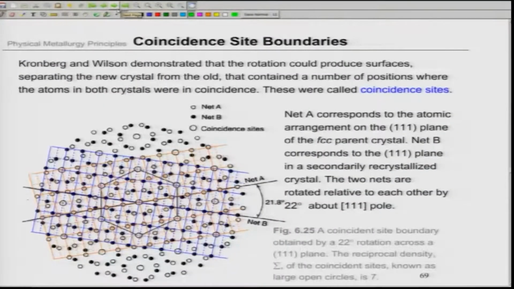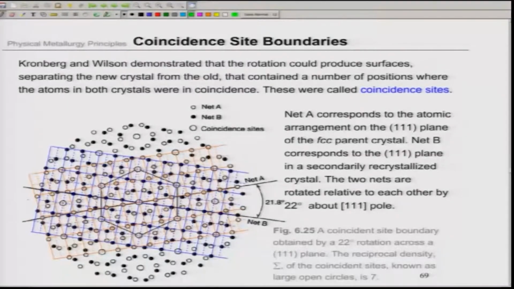They said that rotation can produce surfaces separating the new crystal from the old, or maybe two phases, that contain a number of positions where atoms in both crystals will coincide, but other places they will not coincide, and these positions are known as coincident sites. Okay, the kind of lattice we create is known as coincident site lattice. Net A, I do not know whether you can see here, net A corresponds to white atoms and net B corresponds to black atoms here.